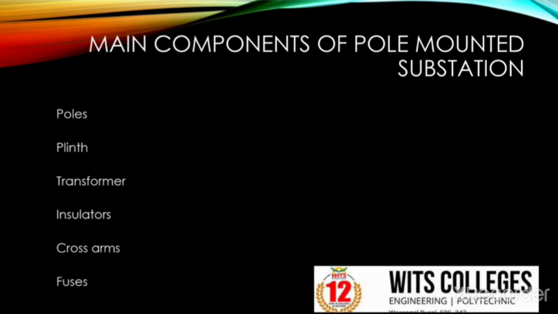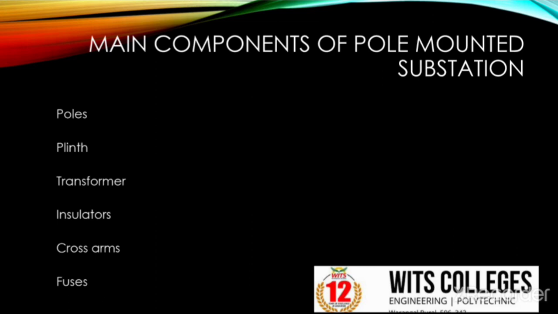The next component will be the plinth. Transformers of a capacity more than 250 kVA, kilovolt amperes, are placed on a plinth, and the plinth is constructed with bricks or stones. The next component is the transformer. Generally a distribution transformer is used in substations, and it is an 11 kV by 400 volts step down transformer. Mostly we will prefer a distribution transformer of this voltage range.